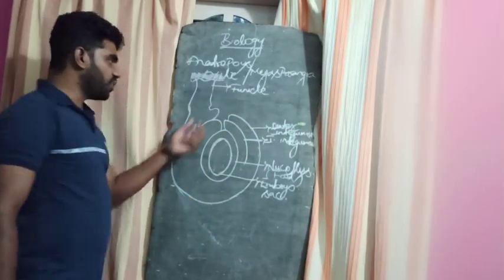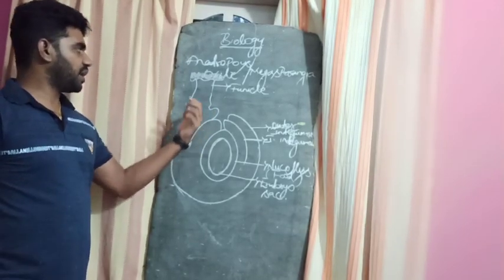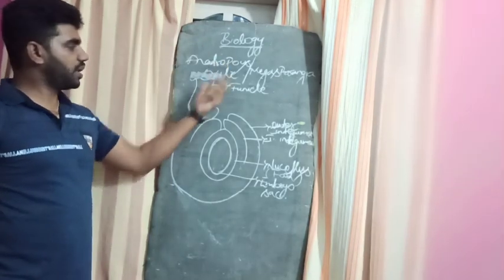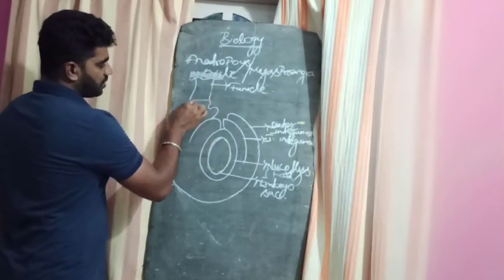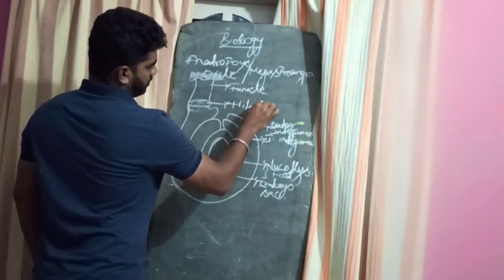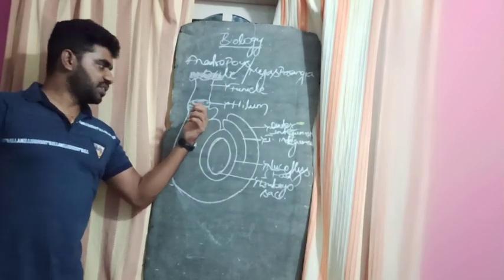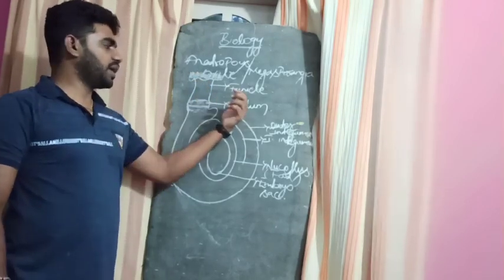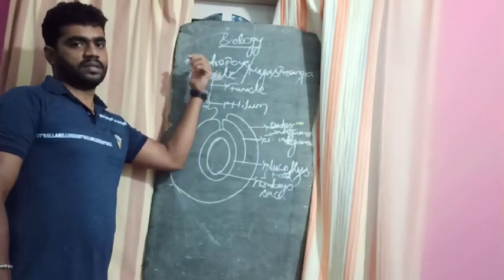And I told you about the funicle. This funicle is a stalk-like structure which is attached to the ovule on one side, and on the other side it is attached to the placenta, which is present inside the ovarian cavity. Between the funicle and the ovule, there is a junction. This junction is called the hilum. This is the region where the ovule gets attached to the funicle. Hilum is the junction between the ovule and the funicle.